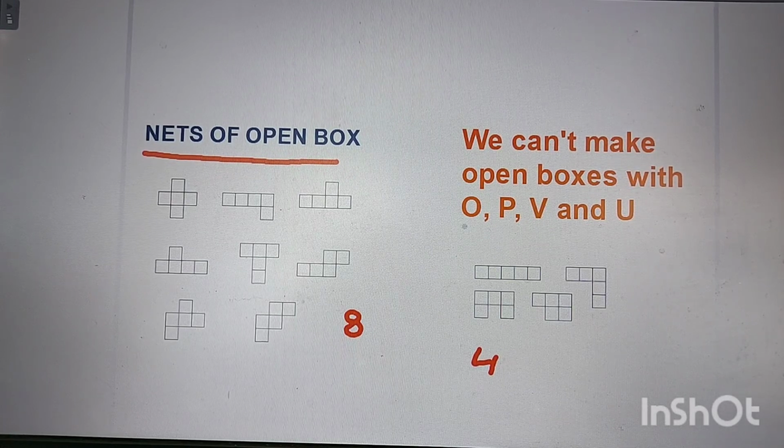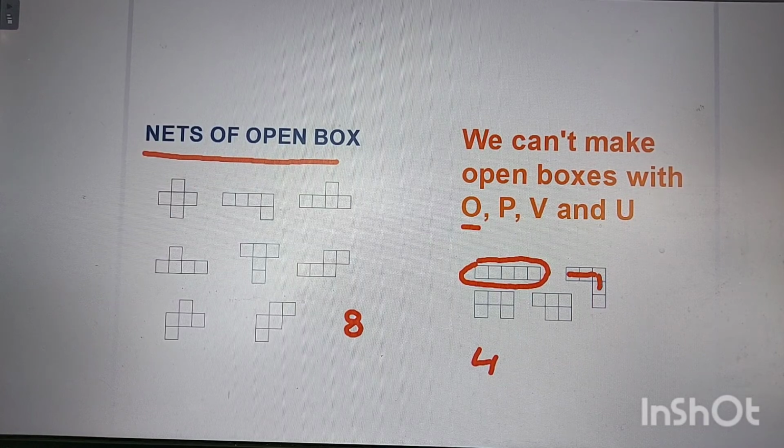Now how to remember? This is O. You can see this shape. If all the squares you have are in the same line, you cannot make an open box with that. Okay, this is your O. Now here you can see the second one, that is V. Can you see that? This is your V. This one you can see is just like the P given. And this one, that is U. So with O, P, V and U, you cannot make open boxes, whereas with the other 8, you can form an open box.